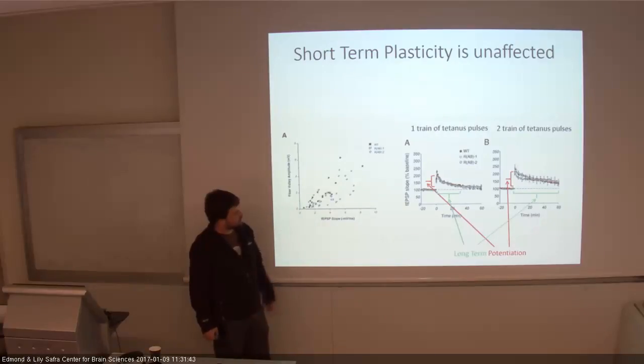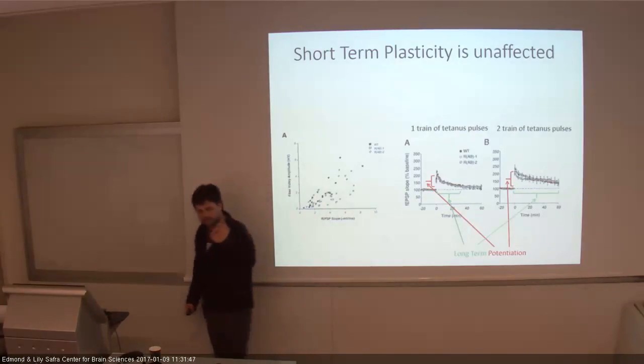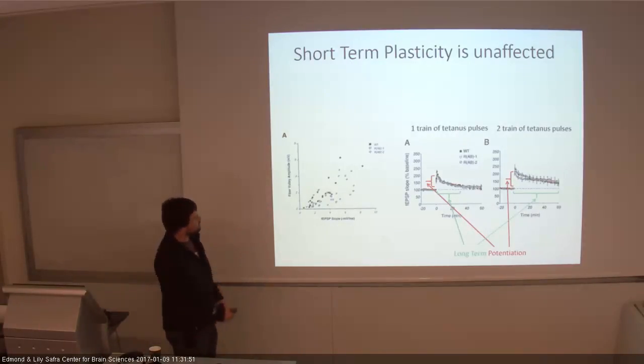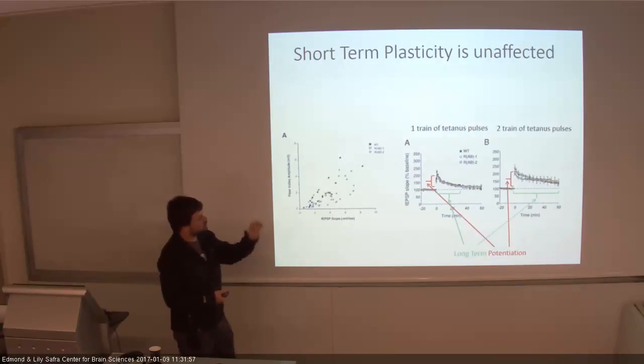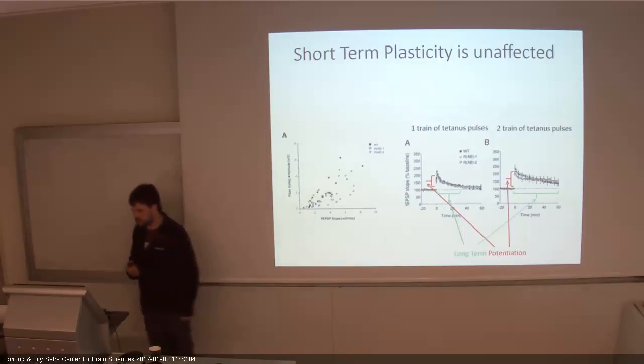The response of what they tested before, the F here is again because it's field. It's not specifically from one neuron. It's more a field potential. And the first thing that they saw is that there's no difference in what they call early LTP between wild type and the experiment mice.